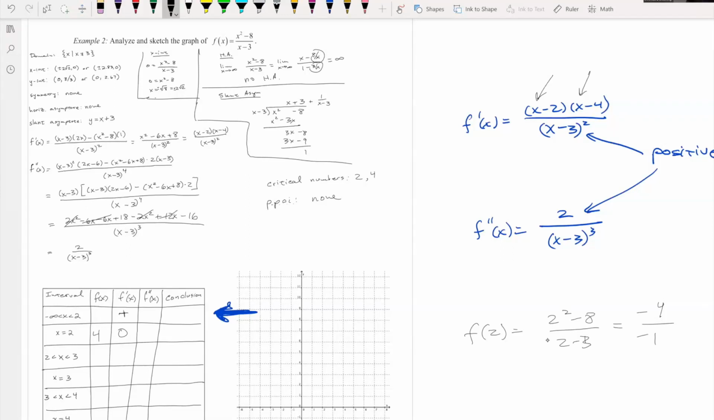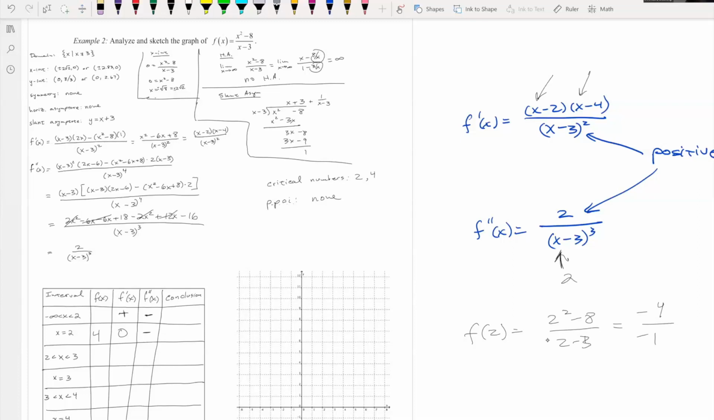Let's go back to f double prime and plug in 0 here. If we plug in 0 here, we're going to get a negative 3 cubed, which is negative 27. So f double prime is negative. If we plug in 2 here, we also get negative 1 cubed, which is negative. So that's also negative.